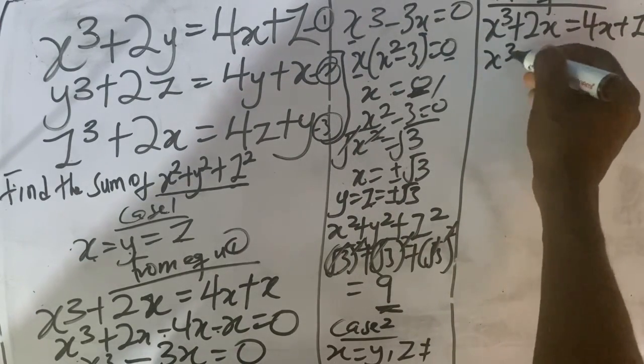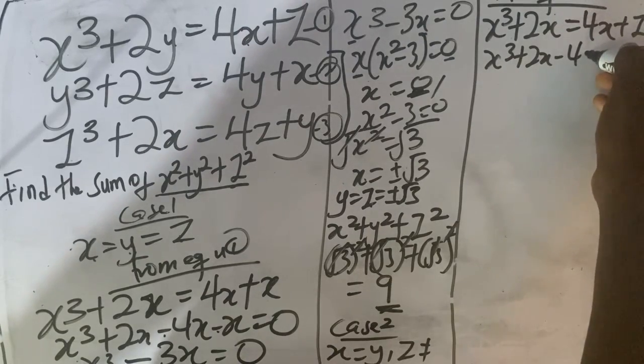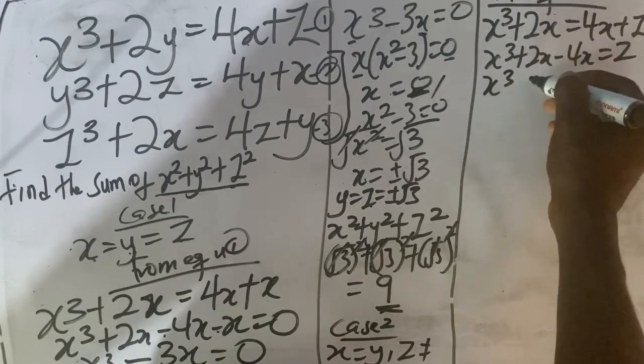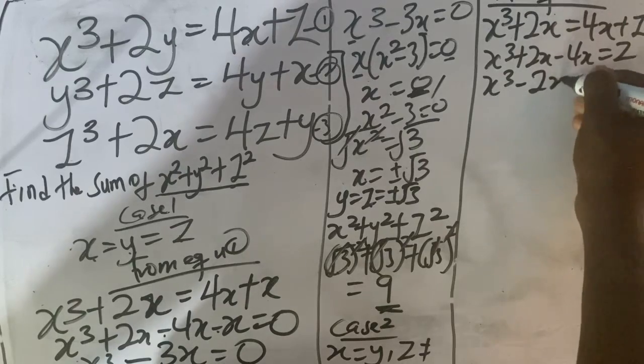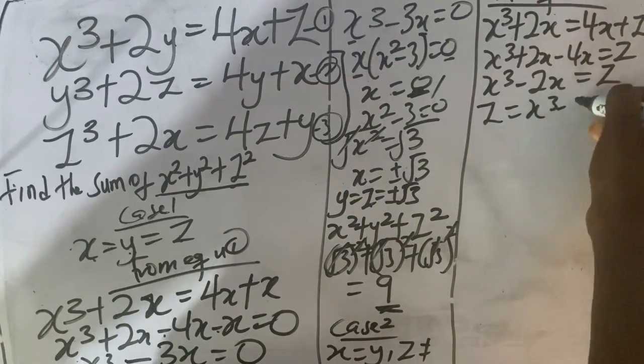So we are just going to maintain our z in this case. So we have x cubed plus 2x. We are sending this to the other side, minus 4x being equal to z. So we have x cubed, 2x minus 4x is going to give us minus 2x being equal to z, and therefore z will be equal to x cubed minus 2x.